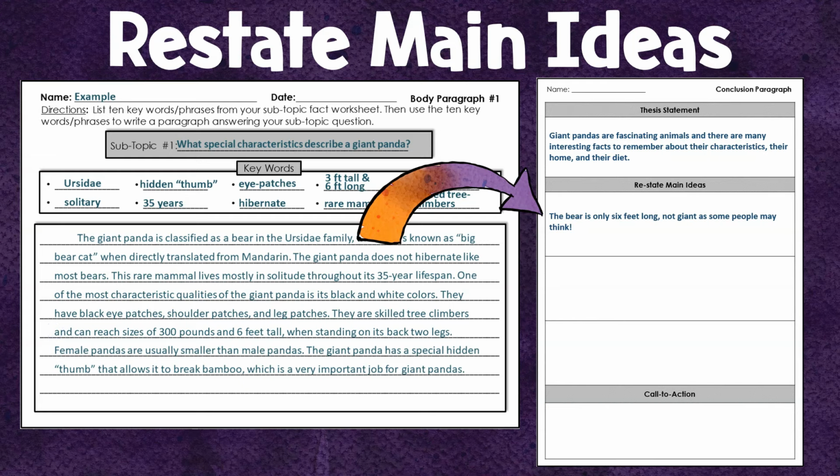The bear is only 6 feet long, not giant as some people may think. I would also suggest reading this together with your thesis statement to make sure it flows well. Giant pandas are fascinating animals, and there are many interesting facts to remember about their characteristics, their home, and their diet. The bear is only 6 feet long, not giant as some people may think. That seems to flow fine, so I'm done with this one. Now let's look at body paragraph number 2.